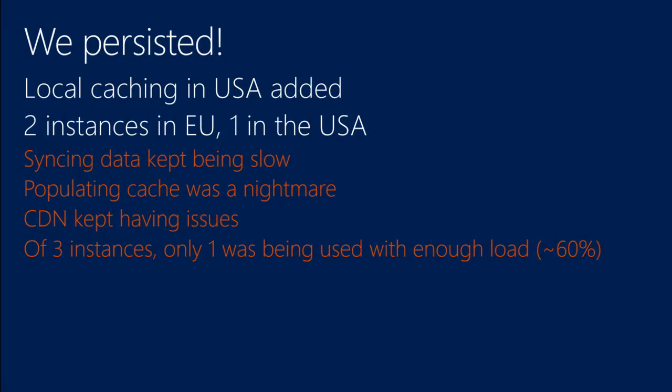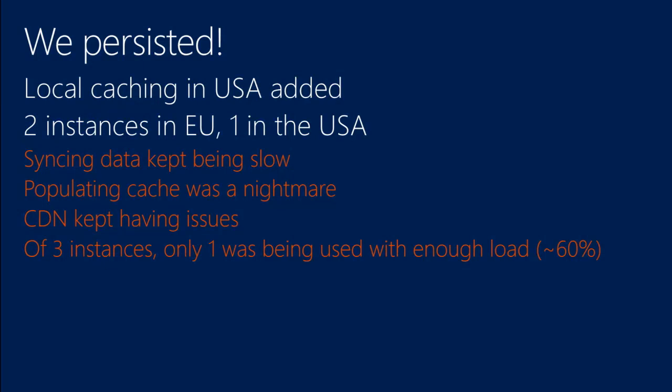We also scaled out. 2 instances in Europe, still only 1 in the US. So 3 instances in total for this application. And even though 1 server went down in Europe, we didn't have those DNS failover issues and so on. But still, synchronizing data between all the locations kept being slow. Making sure that the cache was populated in the USA also was like a nightmare. We didn't really know when to invalidate cache, when the cache was stale. It was a mess, basically.